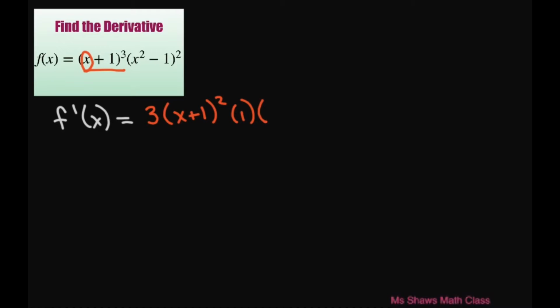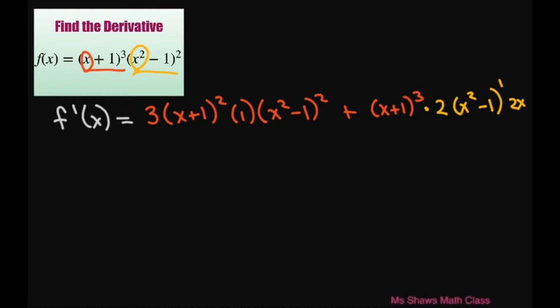Then you copy down (x squared minus 1) squared. Then you do plus, and then we're going to write down our first term, (x plus 1) cubed. Then you take the derivative of this function, which is going to be 2 times (x squared minus 1) to the first power, and then the derivative of the inner function is 2x.